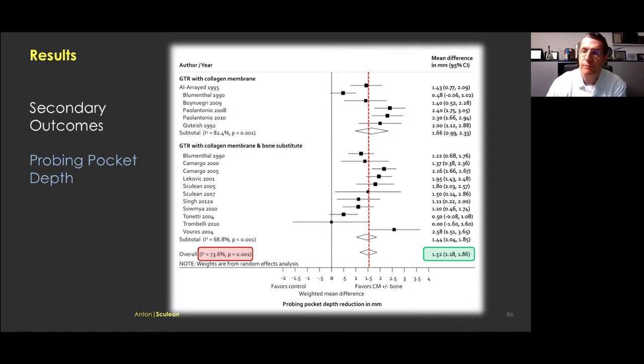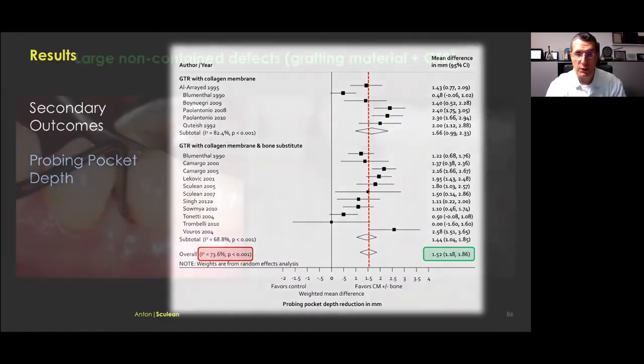Okay, you can see the values, and please observe that we have here in the right lower corner this value 1.52 millimeters. What does it mean? If you use a graft and the collagen membrane, you get on average 1.5 millimeters shallower pockets, compared to a situation where you don't use this combination. So in other words, these sites are easier to maintain. Okay, you have less niches for bacteria.